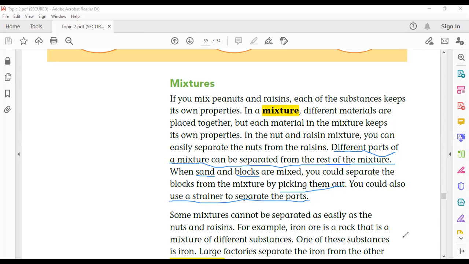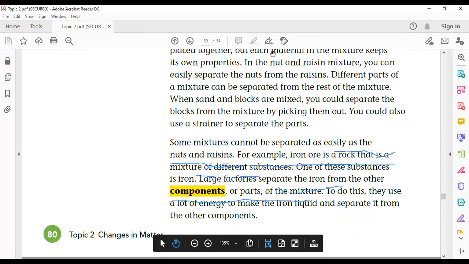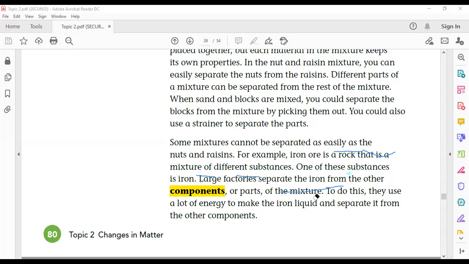But some mixtures, are you following with me? Is it clear till now? Fine. Some mixtures cannot be separated as easily as the nuts and raisins. So not all mixtures can be easily separated.